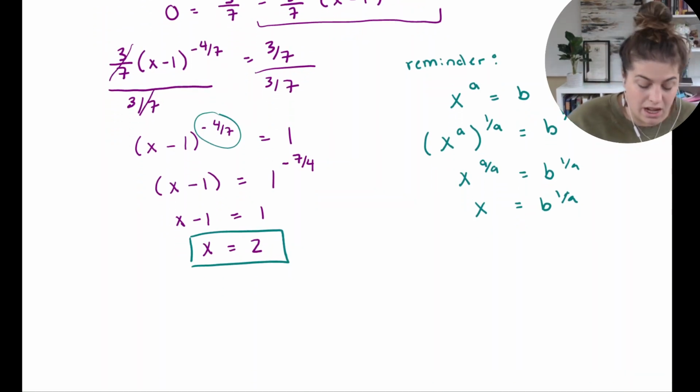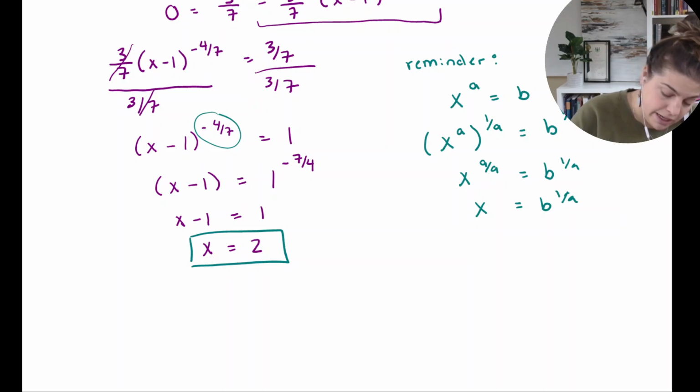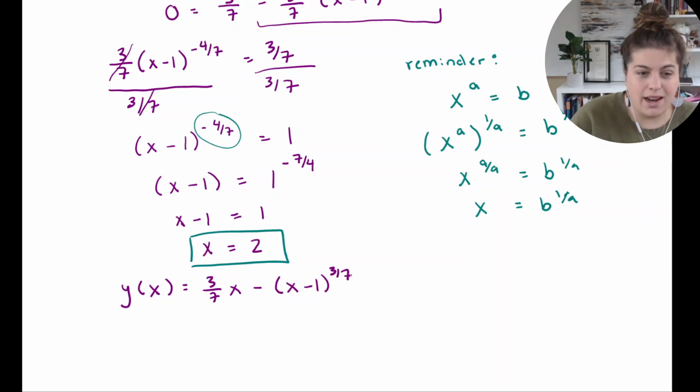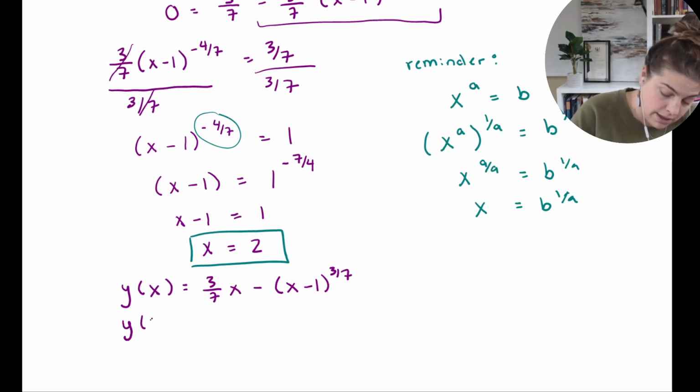Okay. I like to make sure I know what the whole point is. So I go back to that original function of 3 over 7 x minus (x minus 1) to the 3 over 7. And I want to figure out what that y value is when I plug in my point of 2.